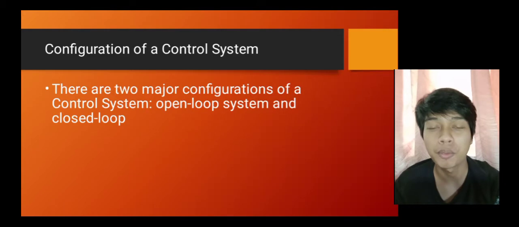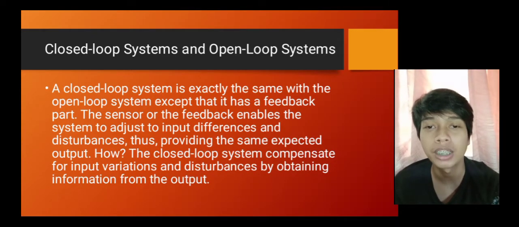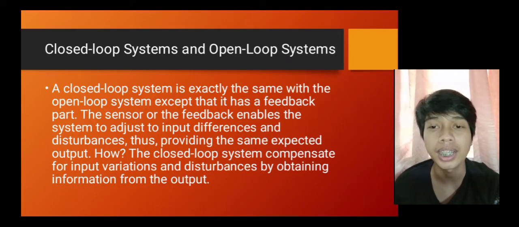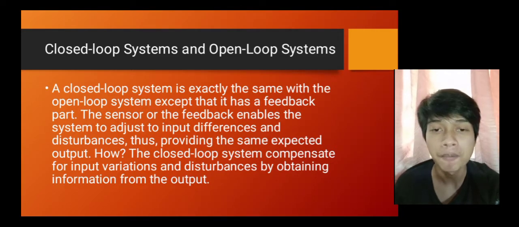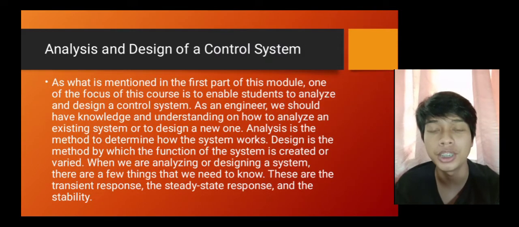Configuration of a control system. There are two major configurations of a control system: open loop system and closed loop system. A closed loop system is exactly the same as the open loop system except that it has a feedback part. The sensor or the feedback enables the system to adjust to input differences and disturbance, thus providing the same expected output. How? The closed-loop system compensates for input variation and disturbance by obtaining information from the output.